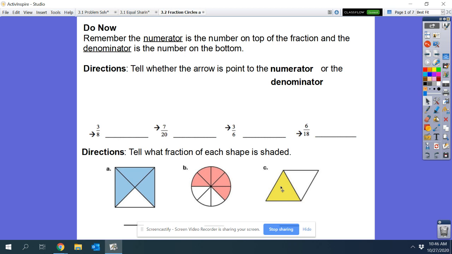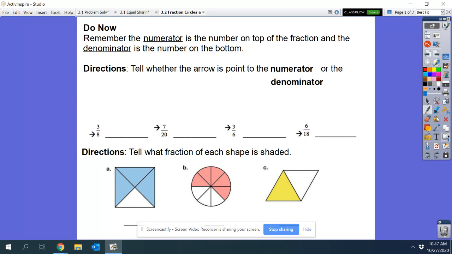We're going to continue our discussion on fractions today by spending some time thinking of a visual model of a fraction. So let's review. Remember, the numerator, say it with me, numerator, is the number on top of the fraction, and the denominator, say it with me, denominator, is the number on the bottom. Do you remember my trick for remembering that the denominator is on the bottom? I say denominator down.